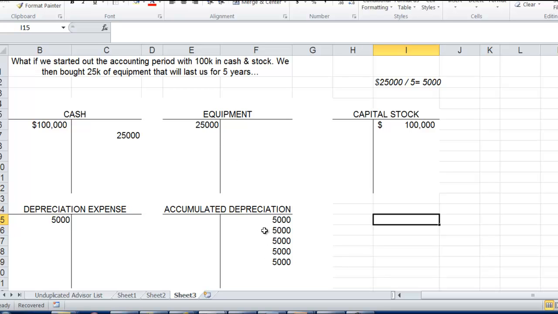And like I said, the beauty of this is that we are able to show this at its historic cost. Remember the historic cost principle. We have to show it at that. And if we credited the equipment account here, then that would mess that up. Okay, so that's why we have to use this separate account called a contra asset account.